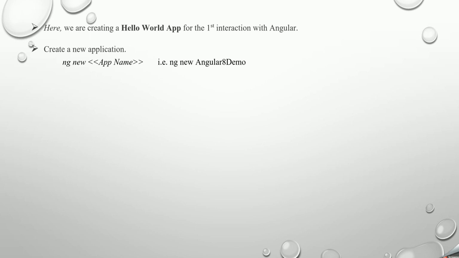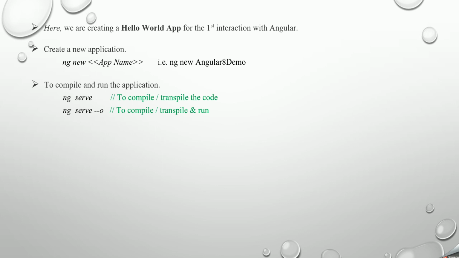To create a new application, as I discussed even in my last tutorial, we have a command called ng new and the app name. Here I'm just going to give Angular 8 demo. To compile, we have ng serve, and to run the application, we have ng serve double hyphen o, so that it will open, post transpile or compile. The last line I will discuss once I create the project. So let's go and begin.